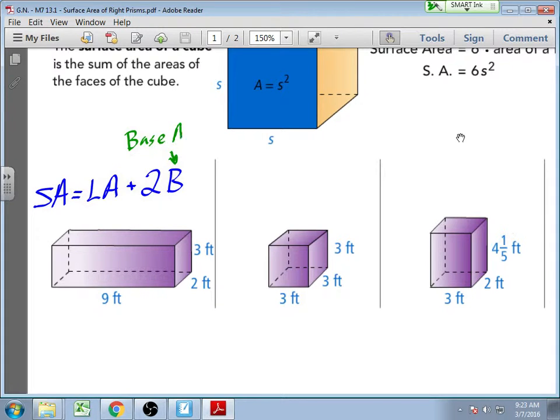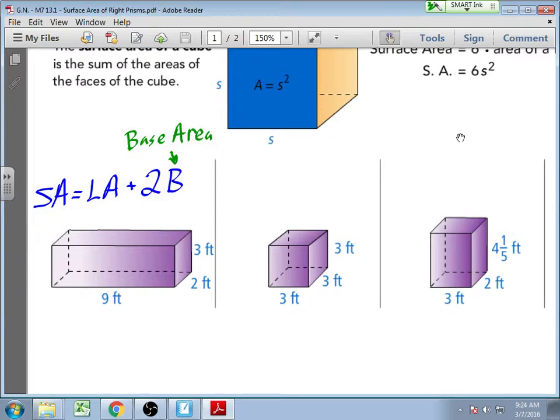What does L stand for? Lateral. Lateral means around the sides. What's a lateral in football? I don't know. What do you do when you perform a lateral? You throw the ball to the side, right? Lateral means the sides.